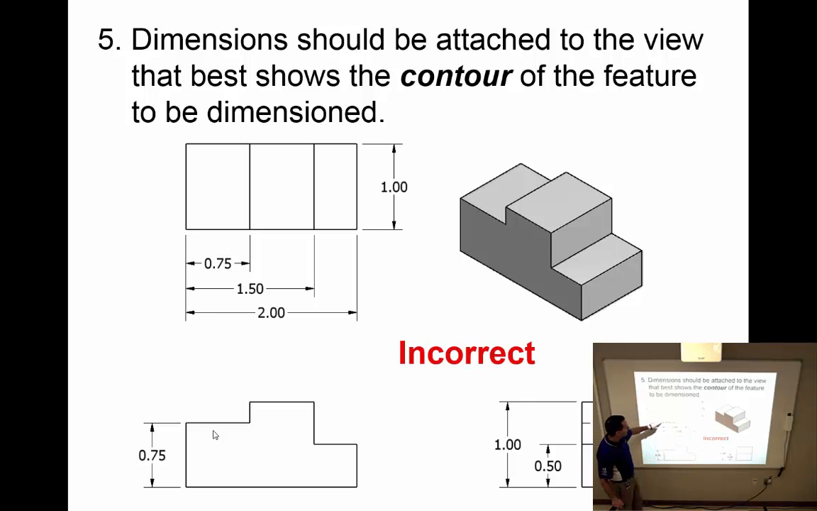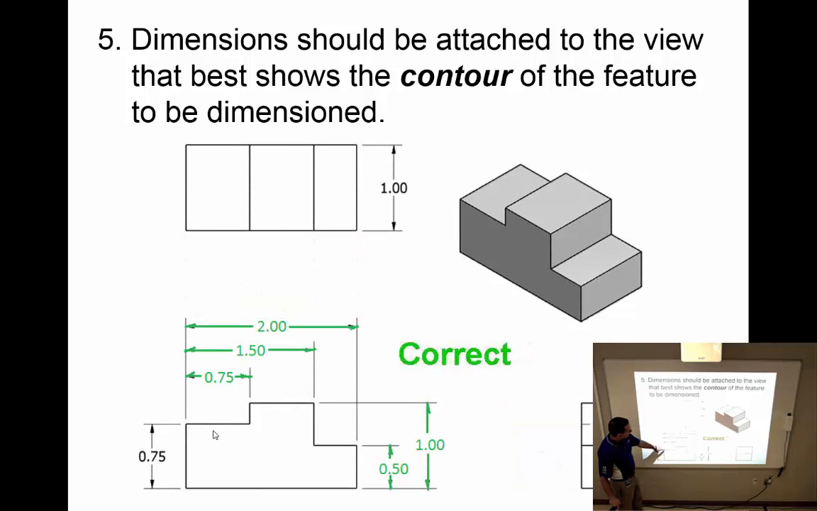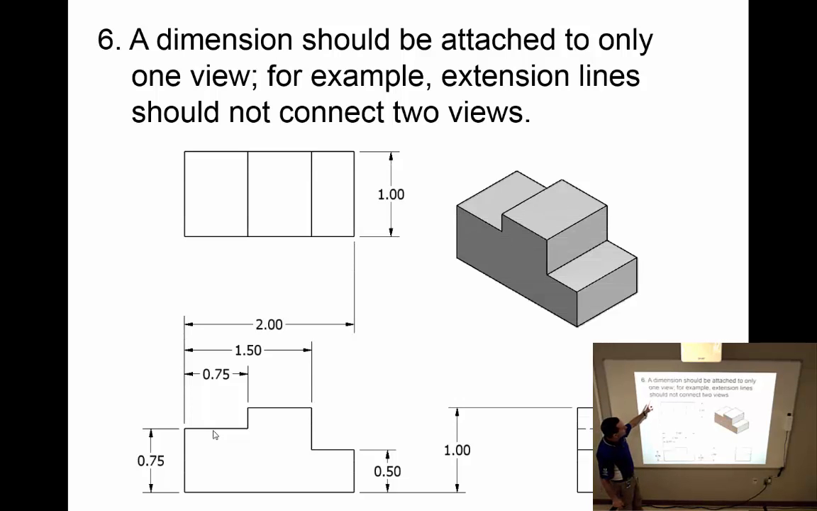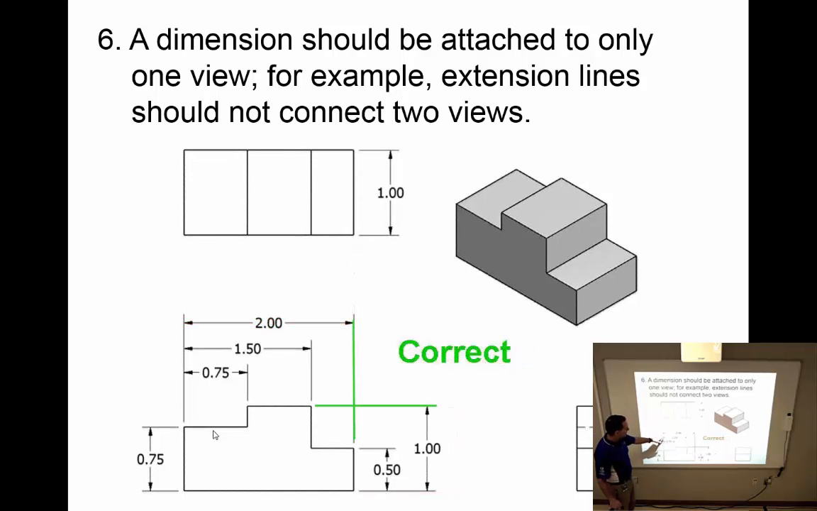So everything in red here can be moved to my front view, and that would be the proper way of doing that. The dimensions should be attached to only one view. For example, the extension line should not be connected to 2 views, right? So my number 1 here and the number 1 here, this extension line and this extension line are for the same object, and they should not be connected that way. In Inventor, it's probably not going to let you do that anyway, but while we're doing this by hand, make sure that that is the case. So these ones are incorrect. I would correct them by making sure the extension lines connect to the same object.